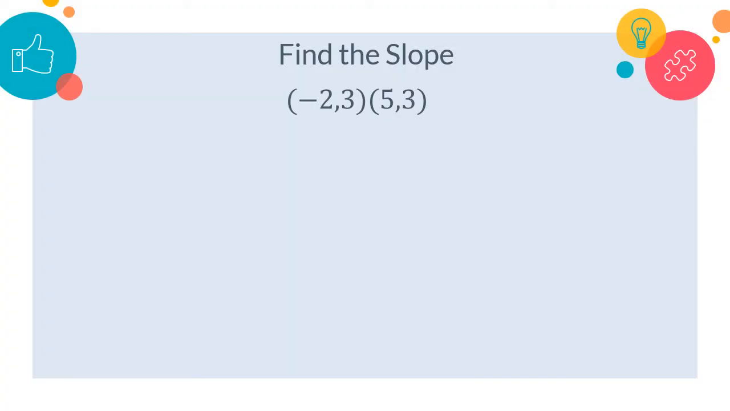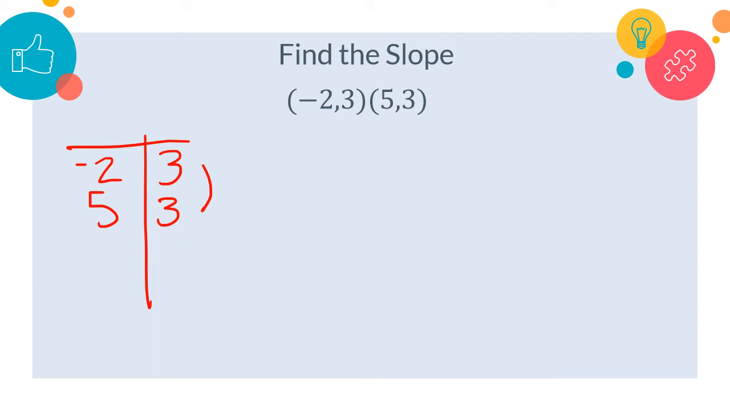So let's try this again. If I want to start with the table idea, x, y, x, y, change and change. This change is 0. This change is 7. I'm increasing 7 degrees if I go from -2 to 5. So this would be 0 over 7.